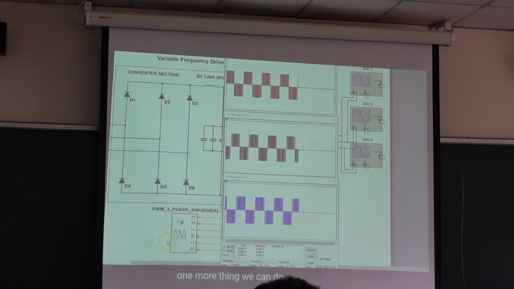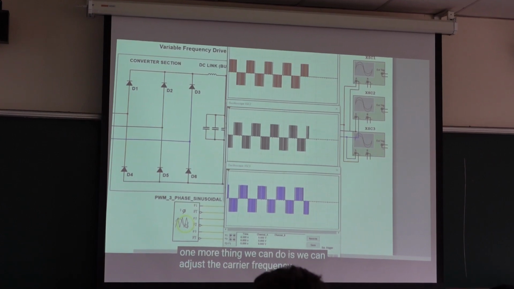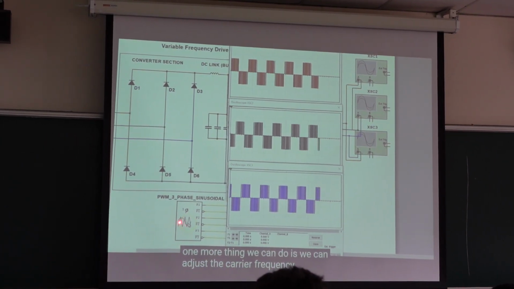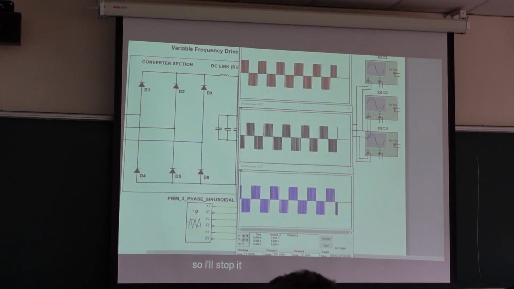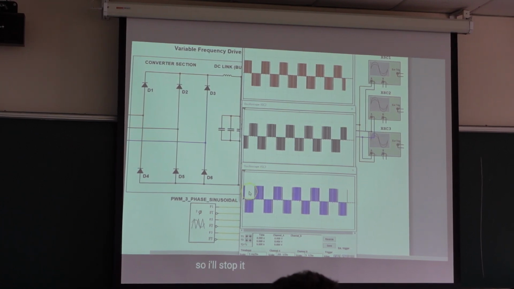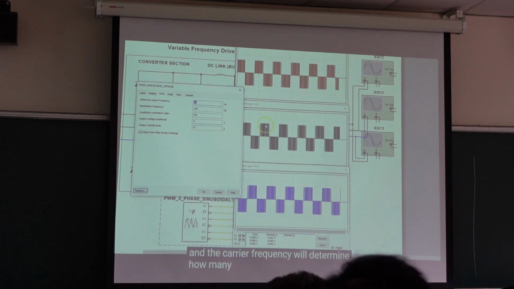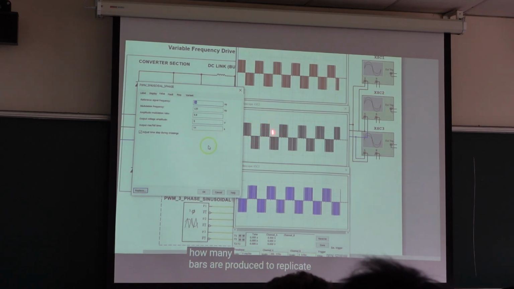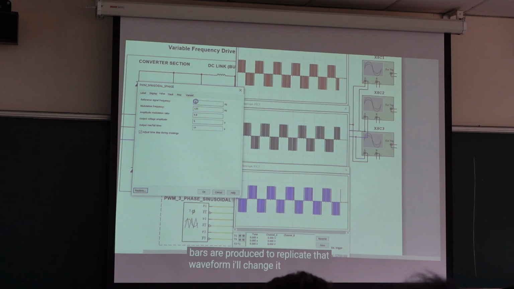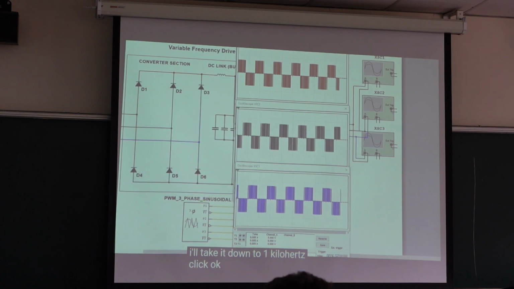One more thing we can do is adjust the carrier frequency. So I'll stop it. And the carrier frequency will determine how many pulses are produced, how many times it replicates those pulses in the waveform. I'll change it. I'll take it down to 1 kilohertz. So now it's 1 kilohertz. Okay, you might not see a big difference in that case.